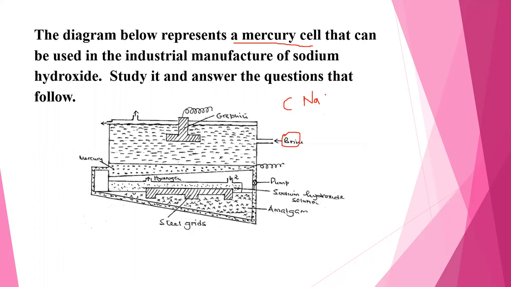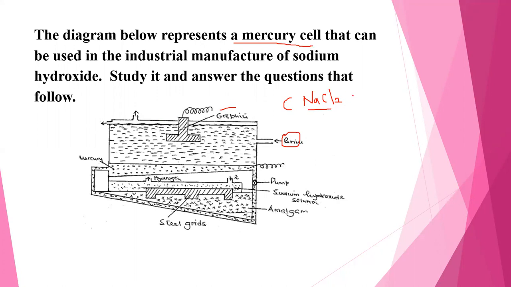Sodium chloride. And in the cell of the mercury cell, we have what is called the graphite anode. The anode is made up of the graphite. So the brine is concentrated sodium chloride.